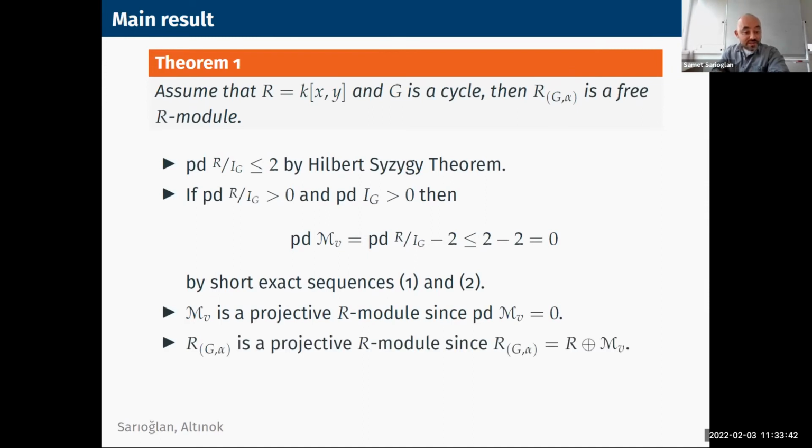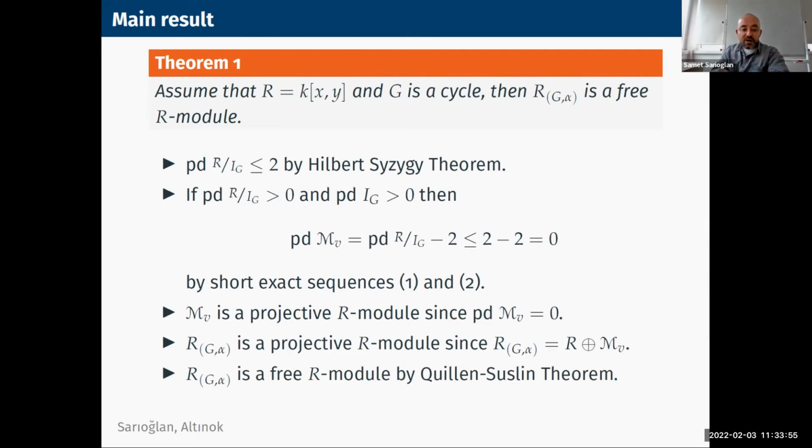Then RG alpha is also projective since RG alpha is a direct sum of two projective modules. And finally, RG alpha is a free R-module by the Quillen-Suslin theorem. Because all free modules are projective, we know it, but not all projective modules are free, except if the base ring is the polynomial ring, which is the statement of the Quillen-Suslin theorem actually.